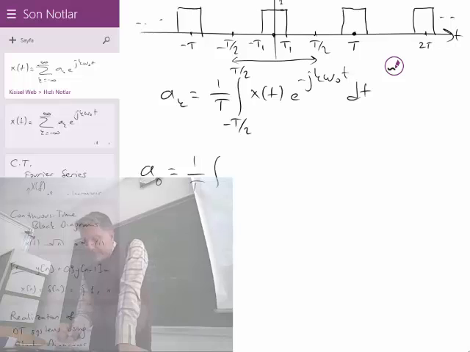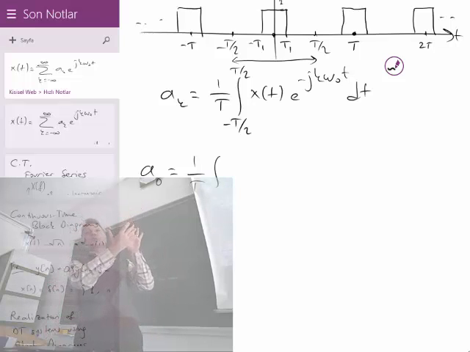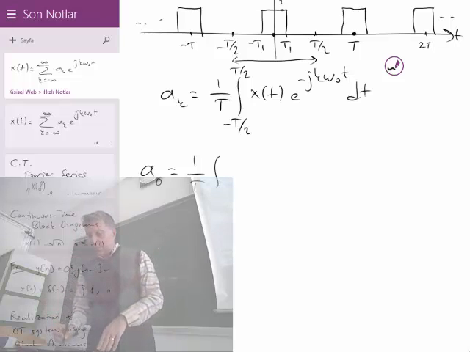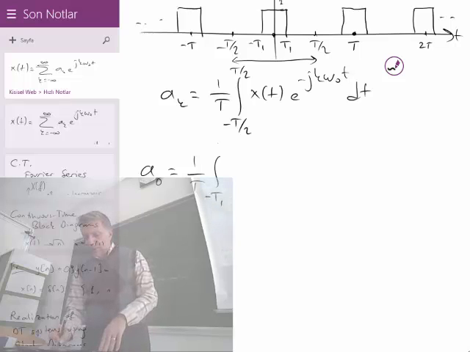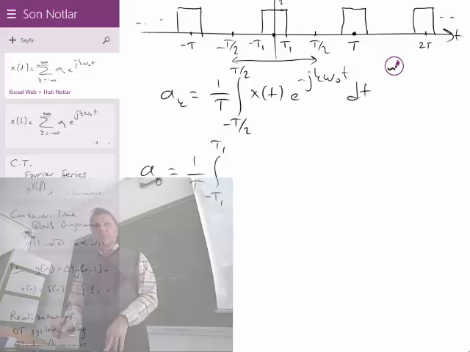It's 1 over T. Now, from minus capital T over 2 to plus capital T over 2, within that range, only the central portion is non-zero. The others are 0. Therefore, the integration limits could be from minus T1 to T1. That would correspond to the non-zero central portion. And over there, what is x(t)?